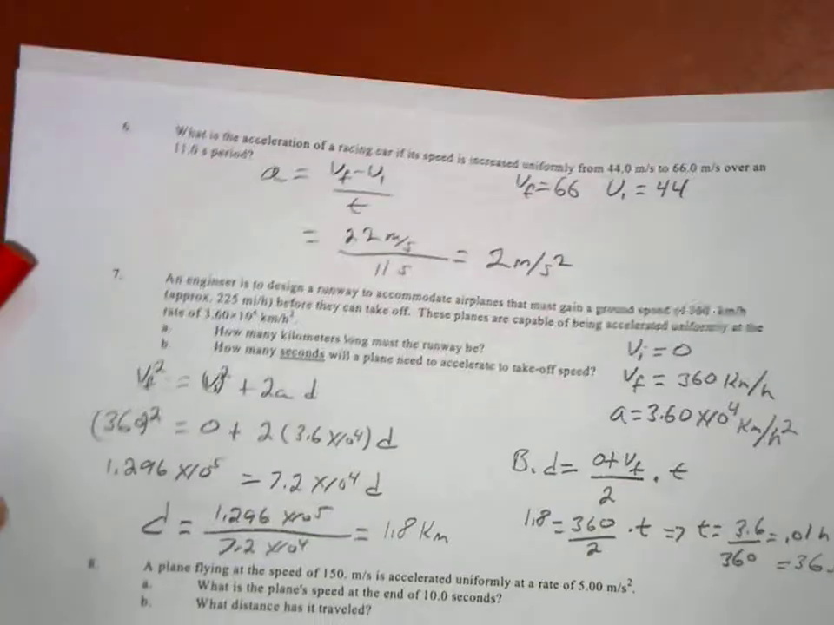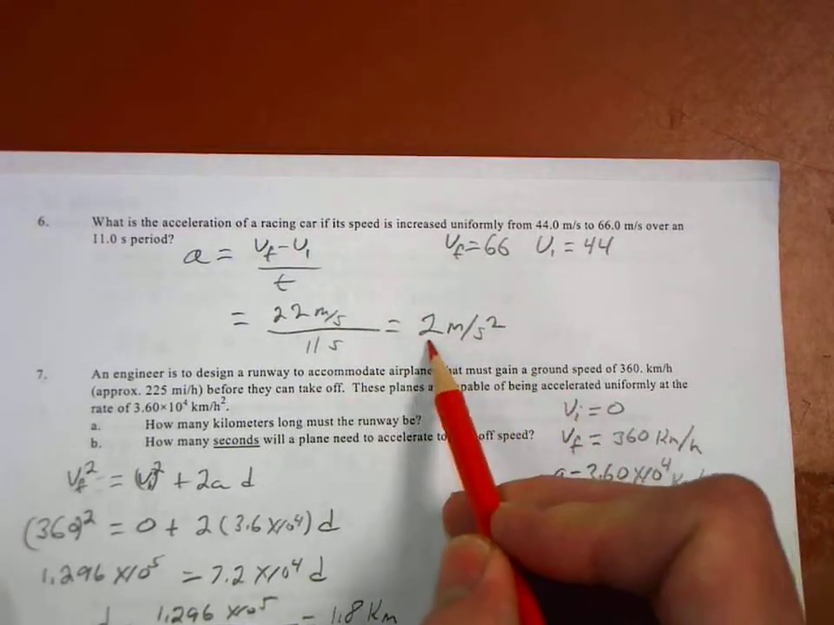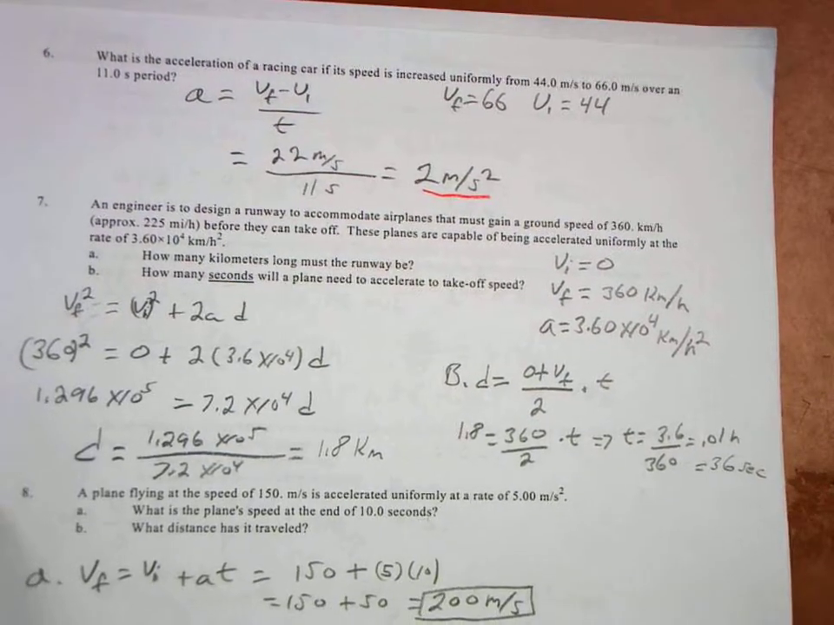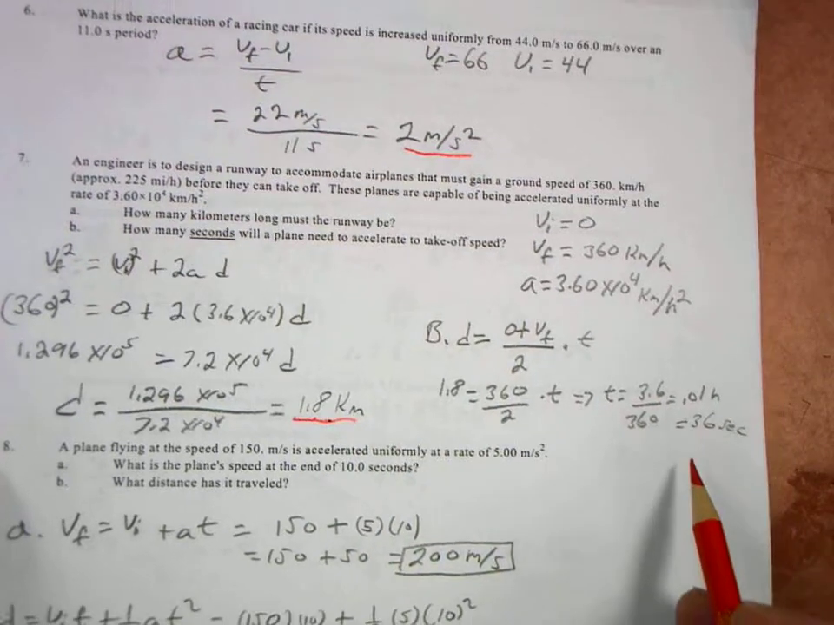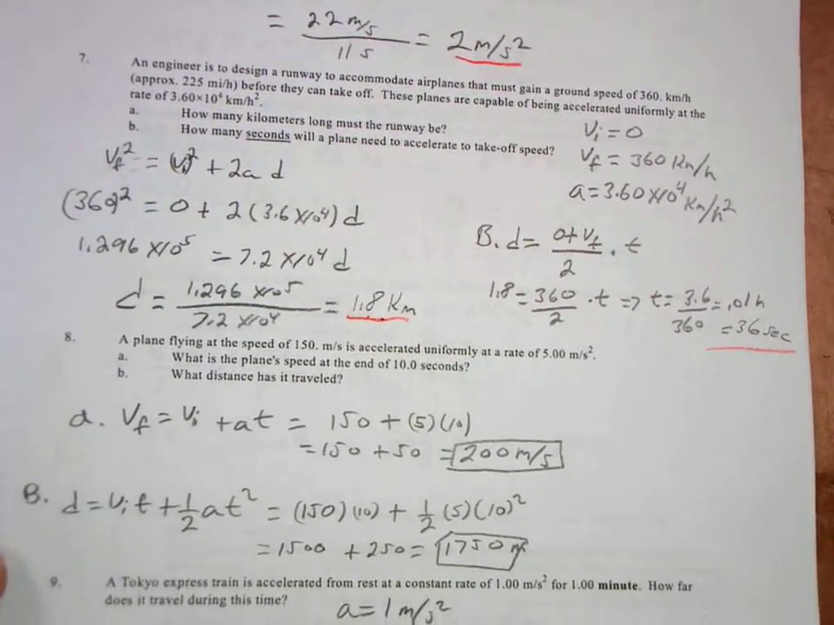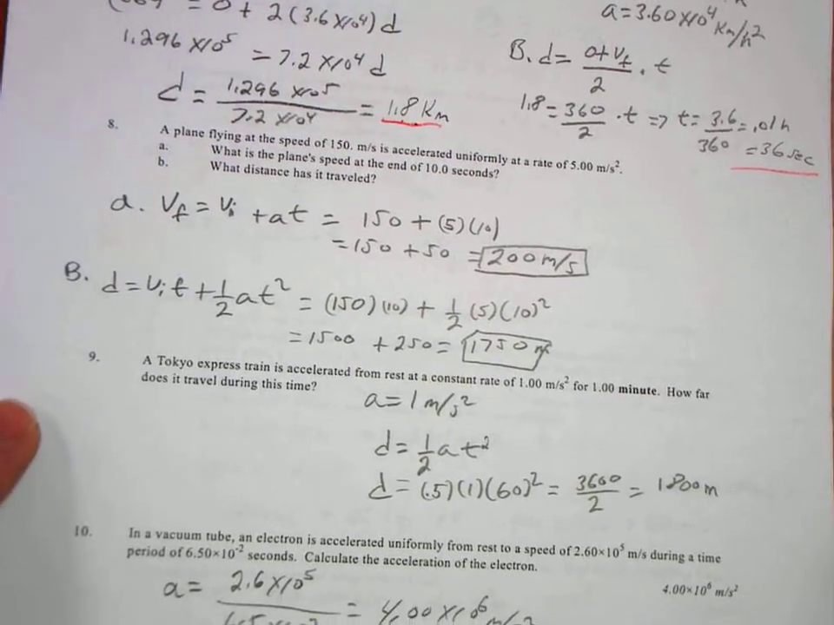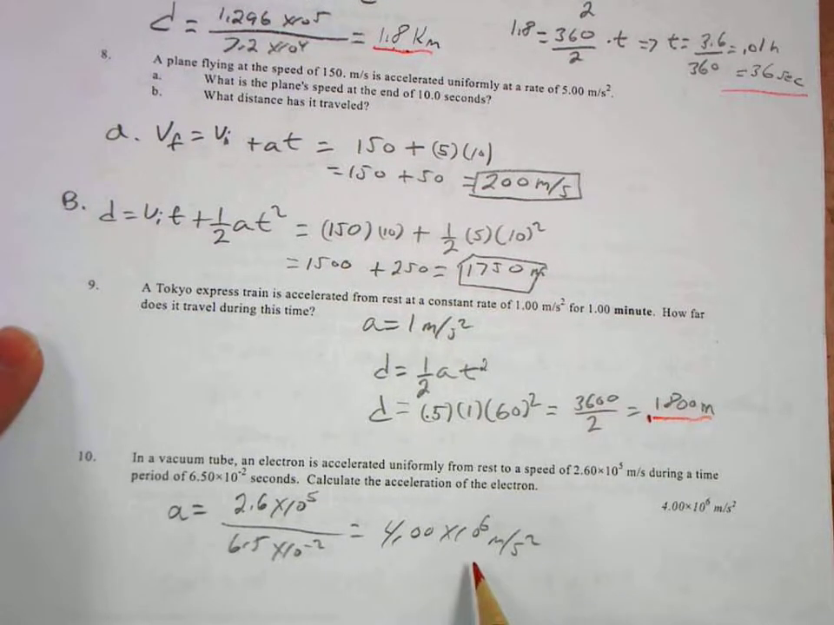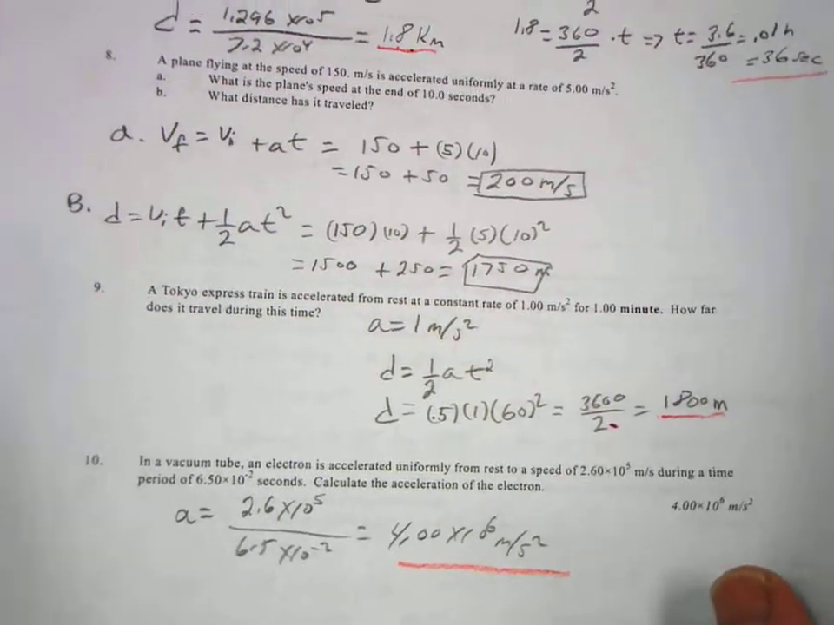So here's the back side of the paperwork. There's your answers, 2 meters per second squared for that one. There's your answers down the way there, 1.8 kilometers, 36 seconds. That's your answer there. Then you have 200 meters per second, and then finally on down 1800 meters, and 4 times 10 to the 6 meters per second squared. So that's all the solutions. We'll go back and do some of the explanations now.